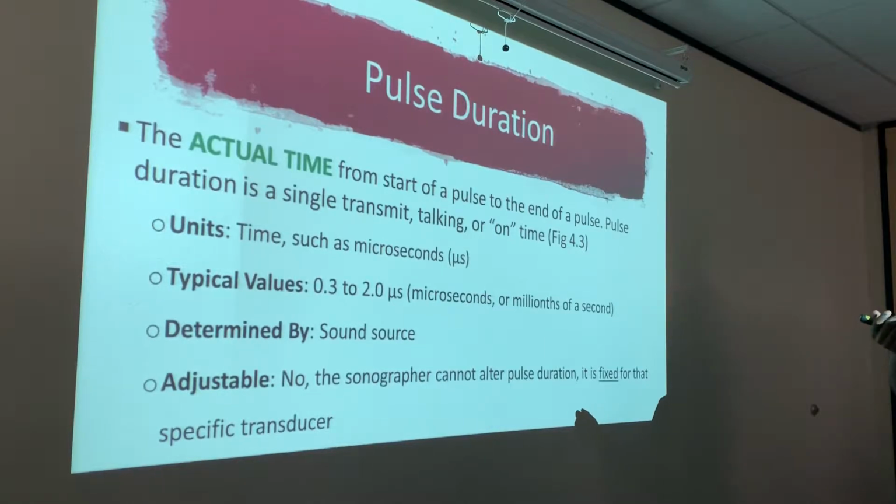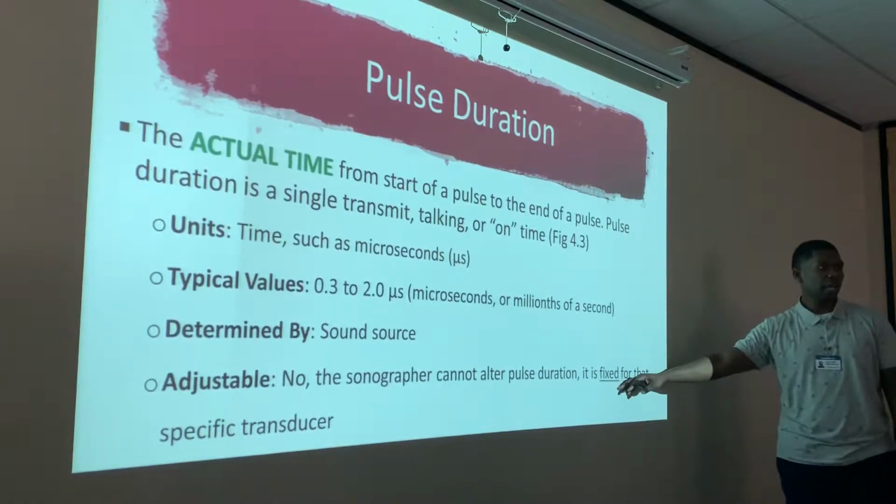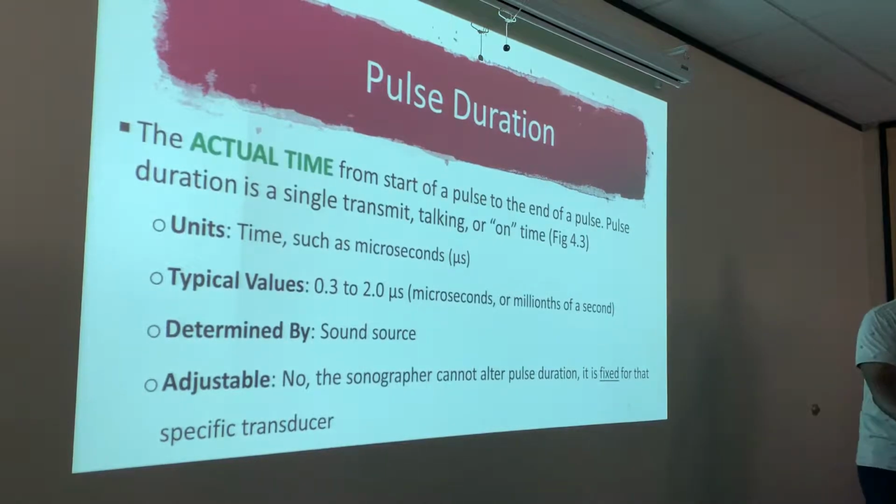So it's determined by the sound source, meaning the ultrasound system or the transducer itself. The manufacturer determines the pulse duration when they make it. It is not adjustable. It is fixed for that specific transducer. Like I just said, the only way I can even think about wanting to affect my pulse duration would be changing my transducer. There's no button for that, no knob for that, no lever for that.